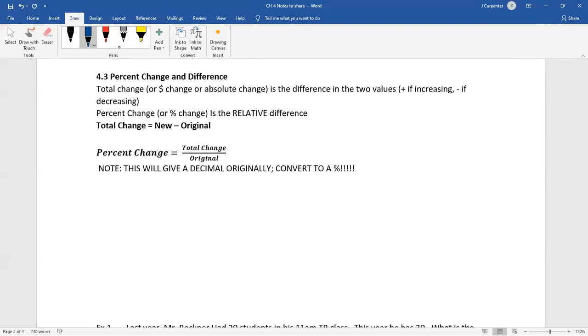So total change. Total change is the first thing we talk about because it's the easiest thing to talk about. Some people will also call this a dollar change when we're talking about money, or an absolute change. So total change and absolute change, those phrases really mean the same thing. Also, dollar change means the same thing, but again, that's very topic specific. So total change is the difference in the two values, and we mark this as positive if increasing or negative if decreasing. And yes, I know you don't usually write positive numbers with a plus, but quite often we will want to, just to make sure we know it's increasing. In your homework, they may ask you periodically to do that, so make sure you follow the instructions.